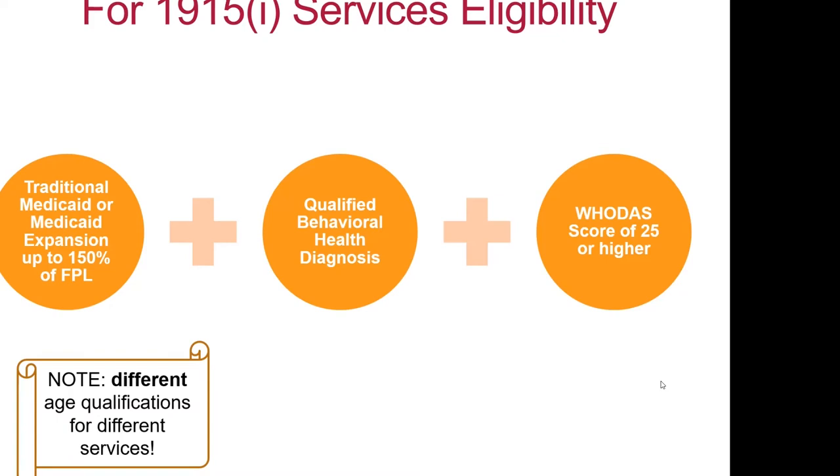There are a number of different age qualifications. There's supportive education services that are for younger people. There's supportive employment services that are for older people. So there's some age qualifications for each of these services as well. So just be aware of that, and that's all covered in the snapshot.